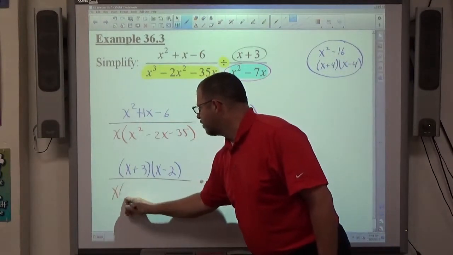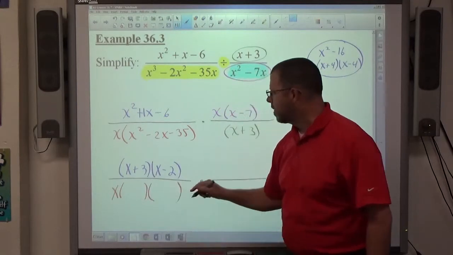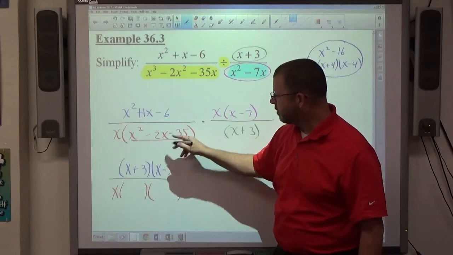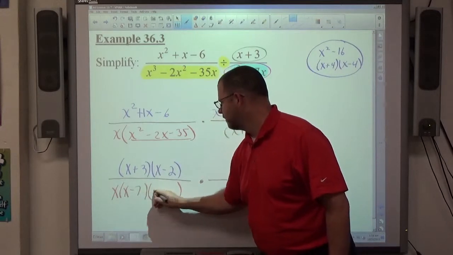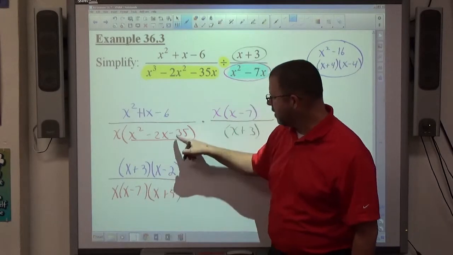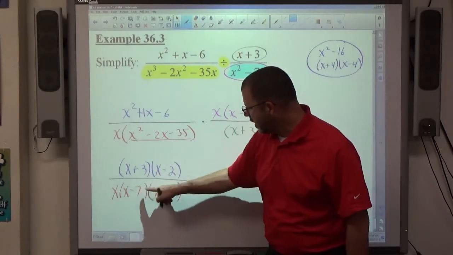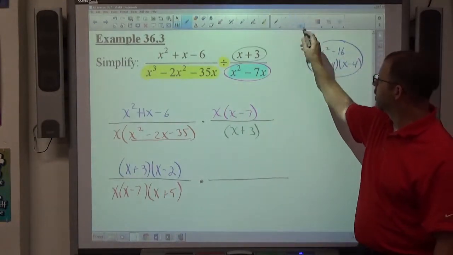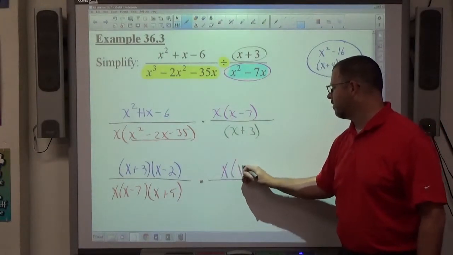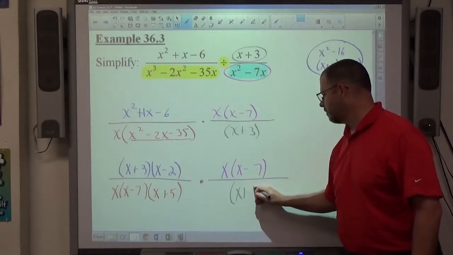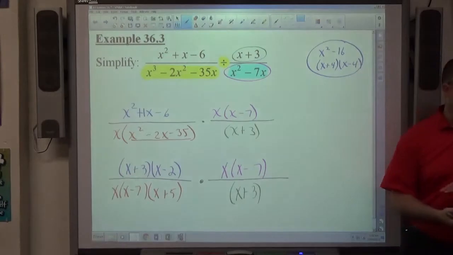The x common factor is still here, but looking at this trinomial, negative 7 times positive 5 makes a negative 35 constant. Negative 7 plus 5 makes a negative 2 coefficient of x. Again, the purple and the green are done. I can't make x times x minus 7 any simpler, or x plus 3 any simpler. So once again, everything's factored completely.